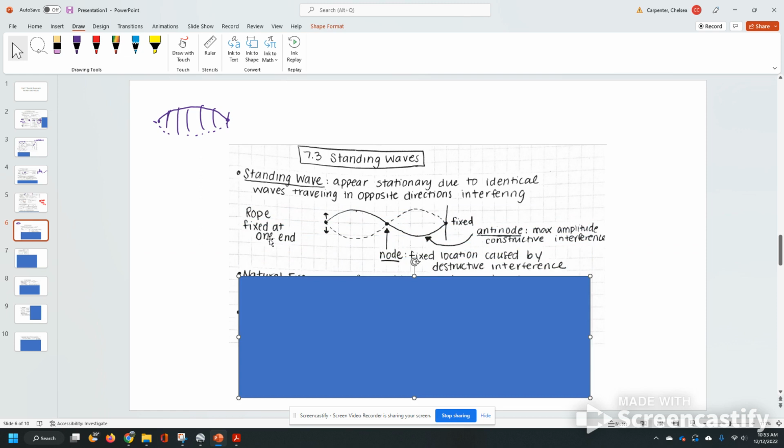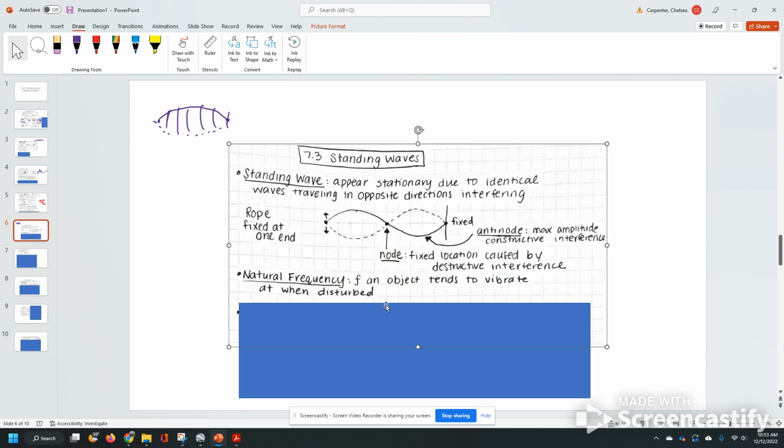So here's an example of a rope that is fixed at one end. We oscillate one end of the rope, the other is fixed, and if we move it at the right frequency, it will create a standing wave. You can see this with a string or a slinky if you have one at home and want to play with it. The areas where we have constructive interference, and it makes that largest distance, that's called an antinode. That's our max amplitude. And then where it appears to be stationary, that is a node, and that's caused by destructive interference.